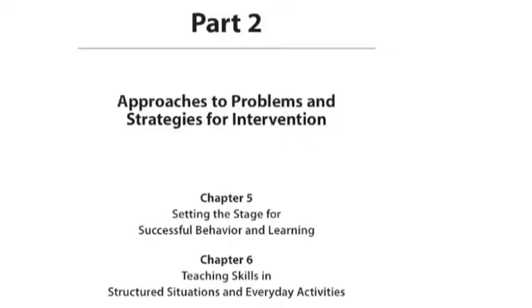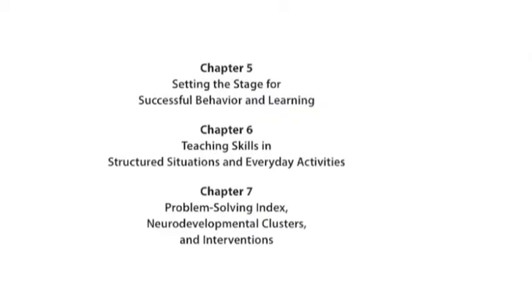You probably feel quite ready at this point to move on to a discussion of what you can do to help him get back on track with his development and learning. This is the topic of Part 2 of BrainSTARS, Chapters 5, 6, and 7. In Part 2 of the BrainSTARS manual, we will learn different approaches to problems and strategies for interventions.